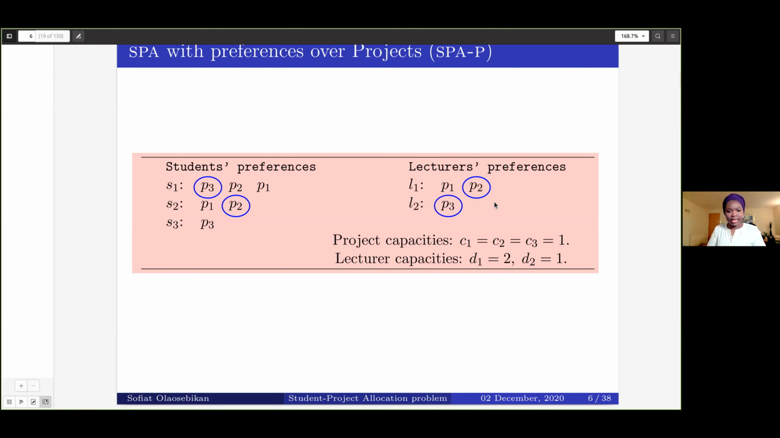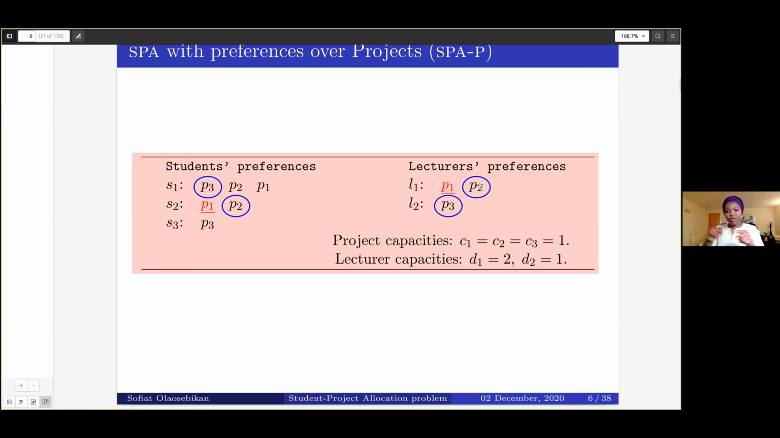So that's how to interpret the instance in front of you. Based on what I said earlier, we would like to find a matching. So this is a matching, because each student is assigned to one project, and no project capacity is exceeded, no lecturer capacity is exceeded. Even though S3 wants to go to P3, it's already been given to another student. However, student 2 would like to be assigned to project 1, as you can see based on the preference structure. And the lecturer that is offering project 1 would prefer project 1 to what they've currently been assigned.